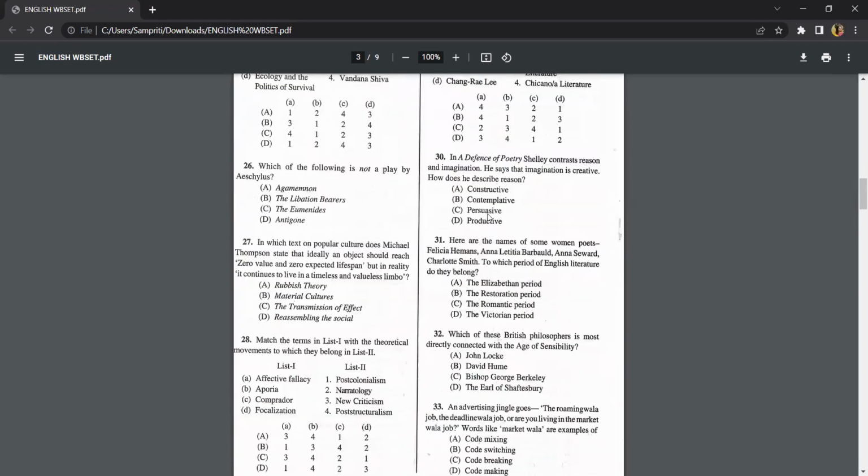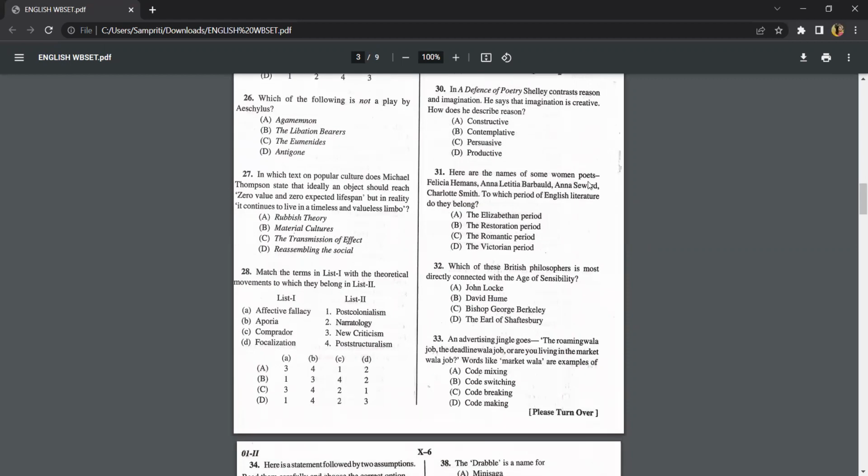30. In A Defense of Poetry, Shelley contrasts reason and imagination. Yes, he does. He says that imagination is creative. How does he describe reason? He describes reason as contemplative. You have to read A Defense of Poetry. There you will find it. He says that reason is contemplative.